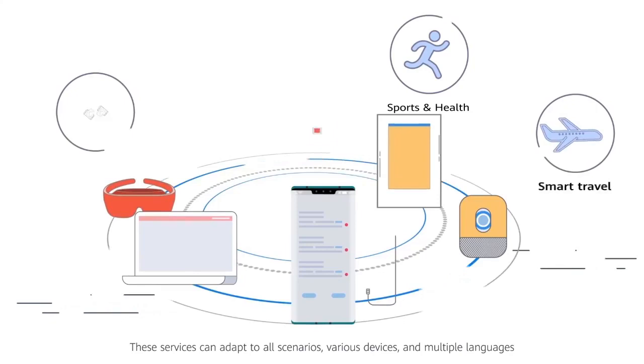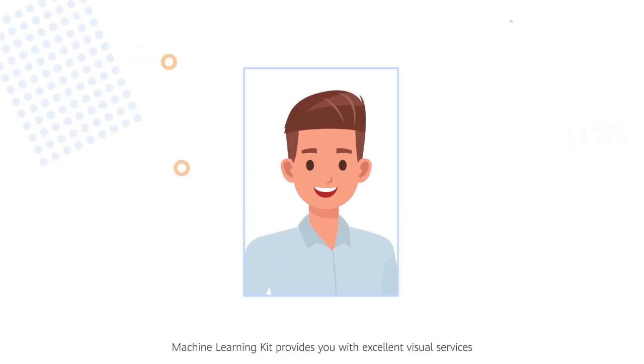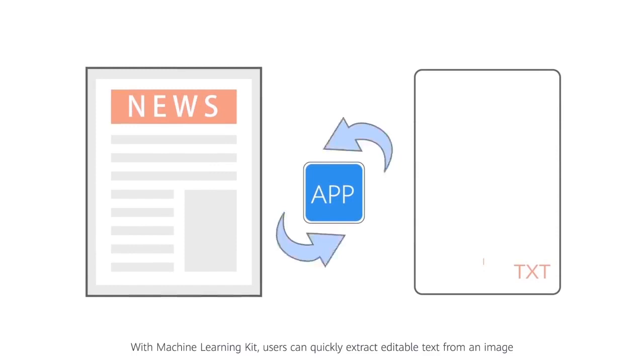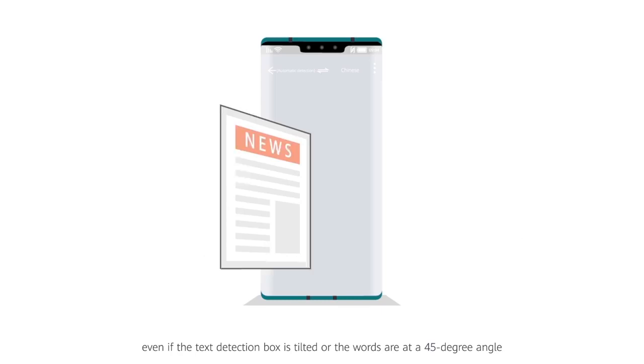Machine Learning Kit provides you with excellent visual services, like detecting facial contours and 7 categories of facial emotions in real time. With Machine Learning Kit, users can quickly extract editable text from an image, even if the text direction box is tilted or the words are at a 45-degree angle.